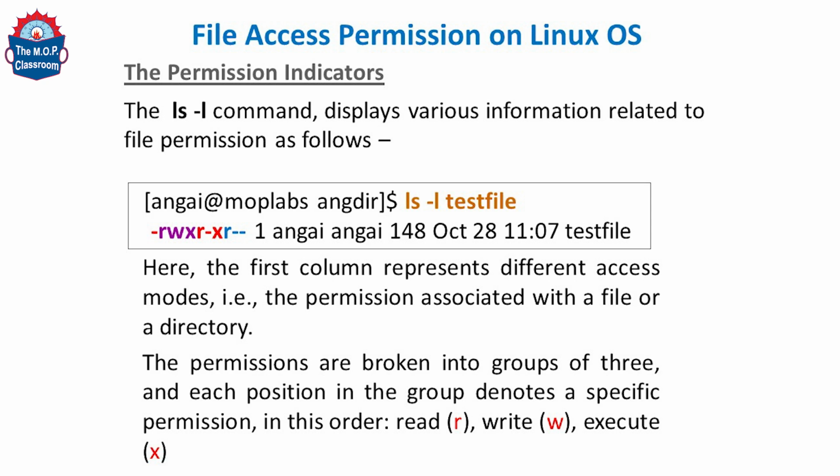other user. So here, it is broken down into 3 characters. The order of permission is R, which represents the read permission, W represents the write permission, and X represents the execute permission associated with a file.